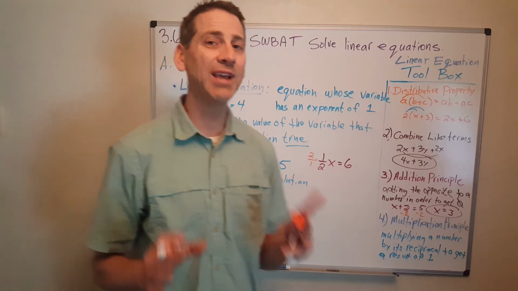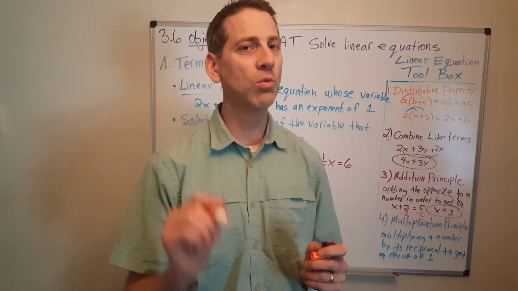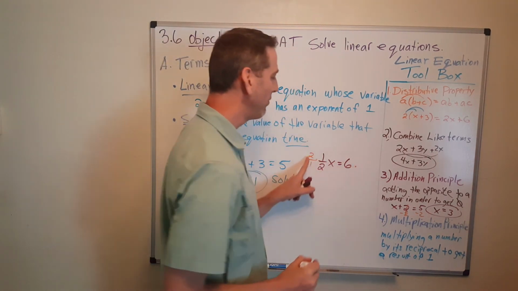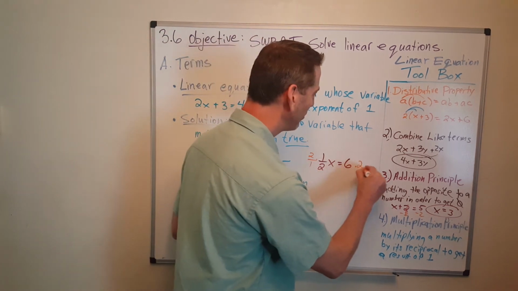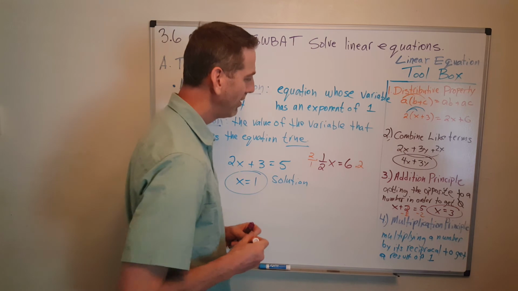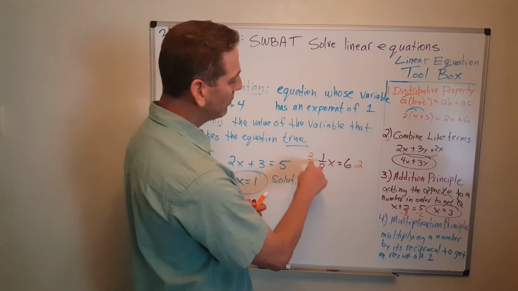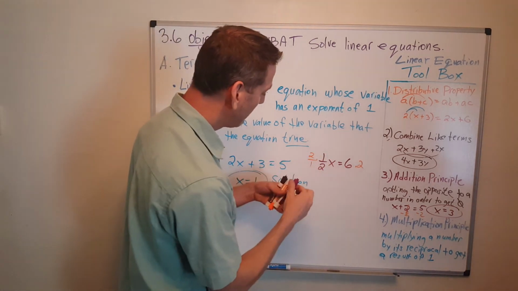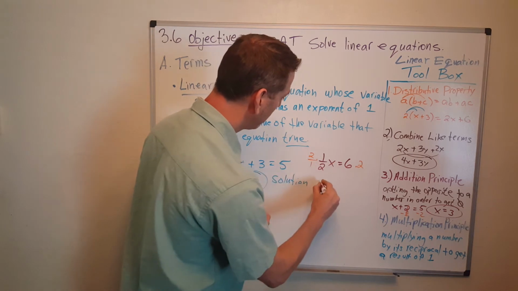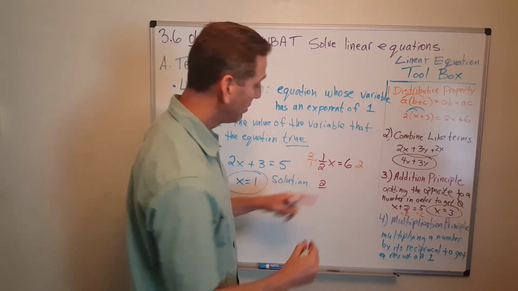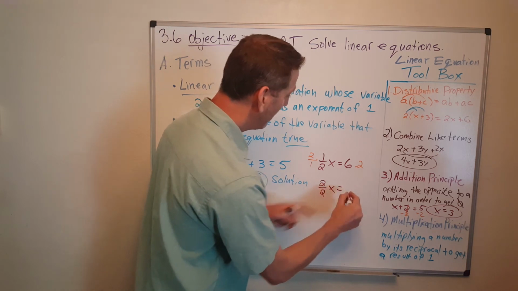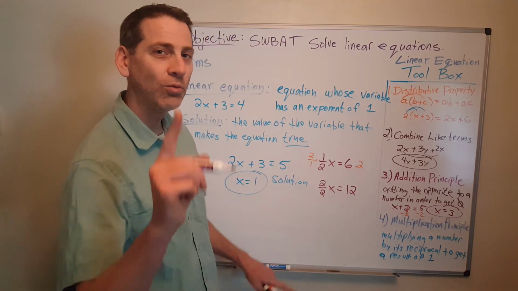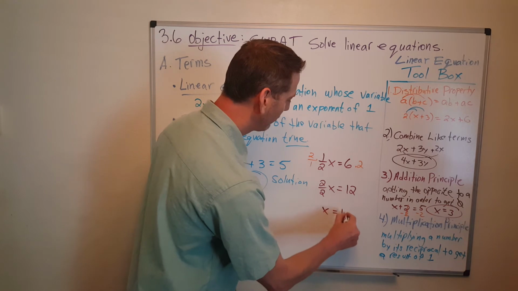But I've got to do it to both sides. The golden rule of algebra is do unto one side as you do unto the other. So I multiply that. Now 2 over 1 is just the same as 2, so I'm just going to go ahead and multiply by 2, if it's okay with you. So what do I get here? What's 2 over 1 times 1 over 2? Well, 2 times 1 is 2, and 1 times 2 is 2. And of course, 6 times 2 is 12. So what's 2 divided by 2? 1. So x equals 12.